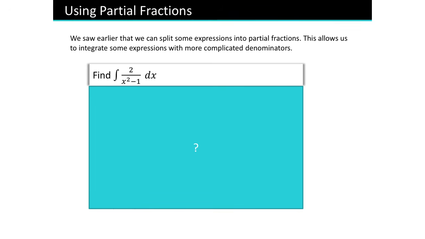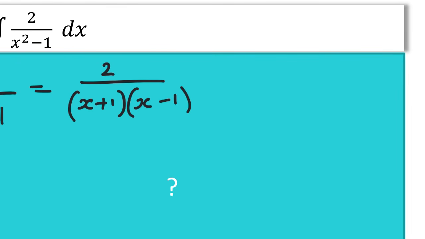Now, straight away, I know that 2 over x squared minus 1 can be rewritten as 2 over (x plus 1)(x minus 1). Okay? So, partial fractions then say that this is the same as writing A over x plus 1 plus B over x minus 1.